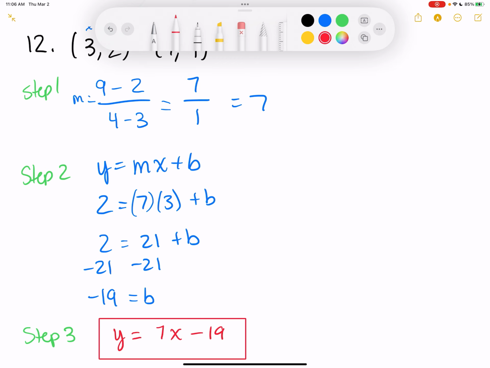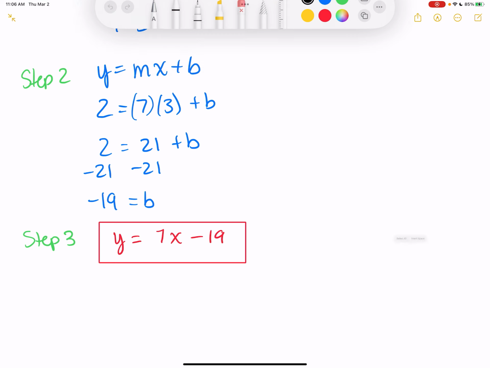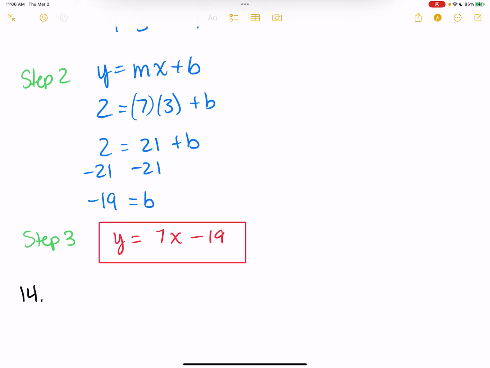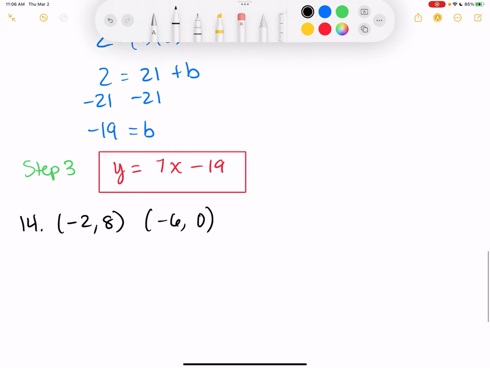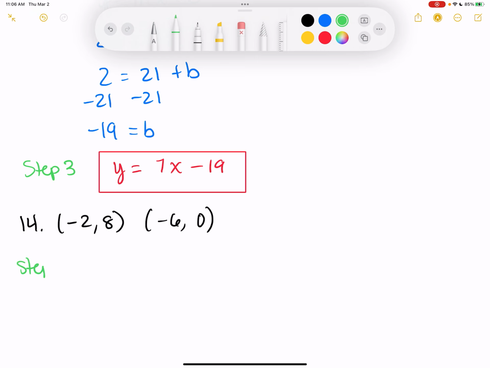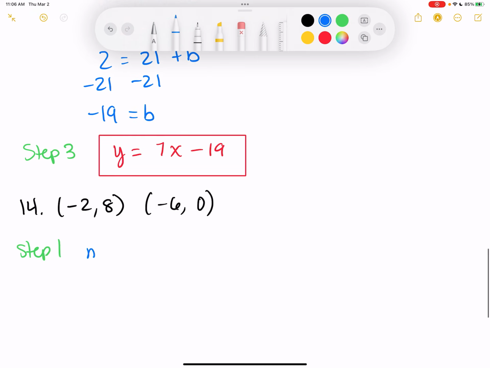All right, let's go ahead and do one more of those, and then that way I can give y'all a couple more problems to do with that. 14, the point is -2, 8, and the other one is -6, 0. So I need to find my slope first. So how would I do that? 0 minus 8, and then -6 minus -2. Okay, so then minus the minus is going to be plus.